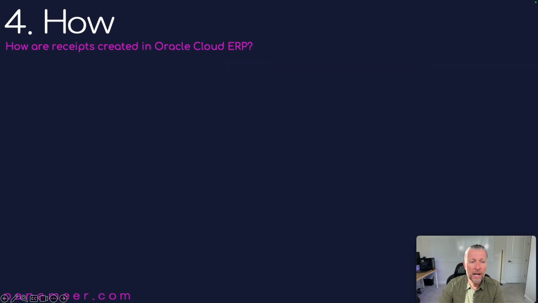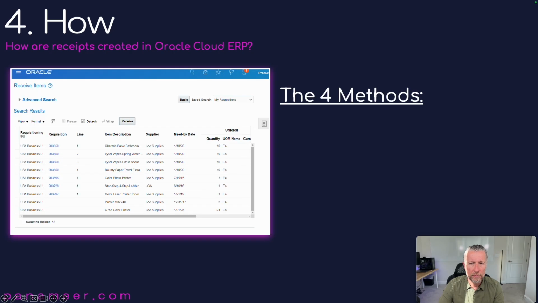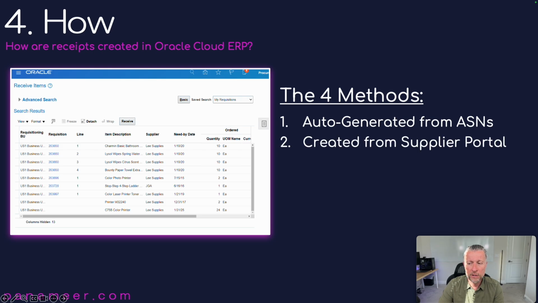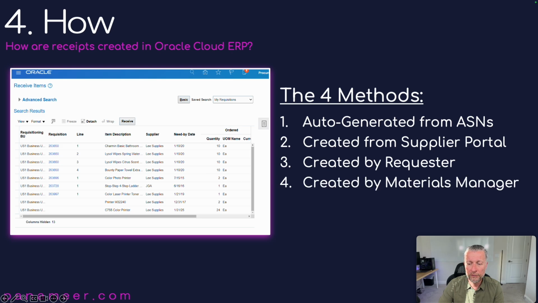Slide 4. How are receipts created in Oracle Cloud ERP? Well, the four methods are as follows. First, auto-generated from ASNs, which we just talked about. Then created from within the supplier portal. Then created by a requester. And finally, created by the material manager, like discussed in the prior slide.